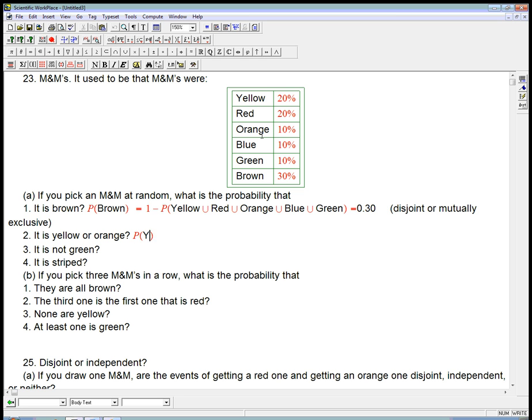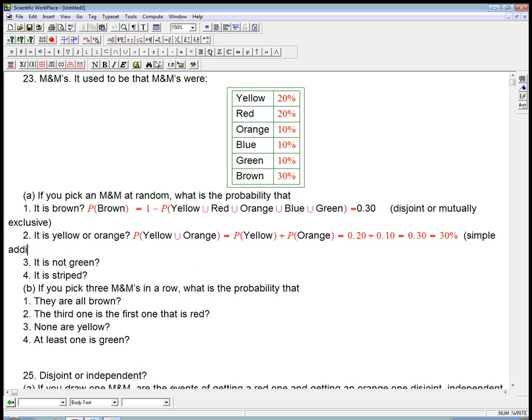So the probability of yellow or, that's the union symbol, orange, that's the simple addition rule, and that is the probability of yellow plus the probability of orange, and that's going to be 0.20 plus 0.10, so that's another 0.30, or 30%. And again, the simple addition rule only works when these are disjoint or mutually exclusive, but they are.